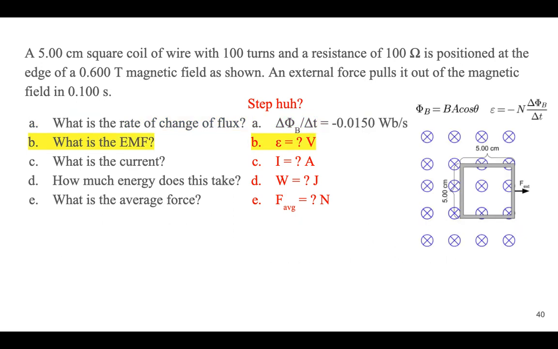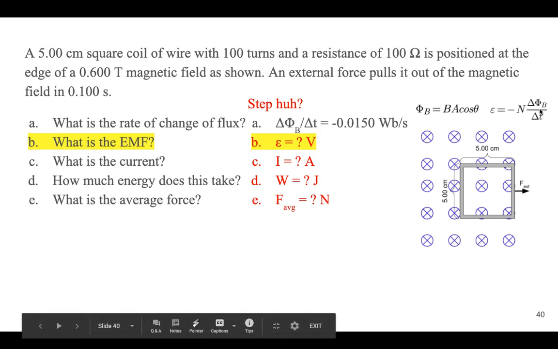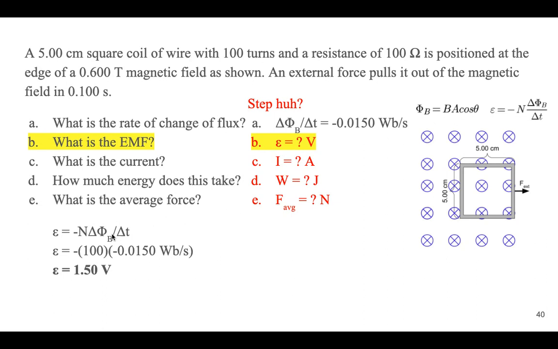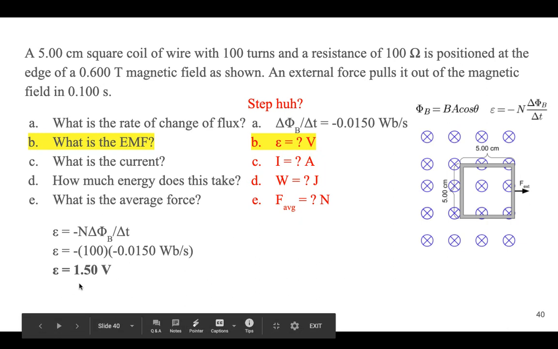So what is the EMF? So remember, EMF has units of volts. So it's just going to be this formula right here. This part's fairly easy now that we've done part A. We just take our answer for part A and multiply it by N, the number of turns. Be careful with your minus signs. Our first answer was negative, but we're multiplying by another minus sign. So our induced EMF is going to be 1.50 volts.